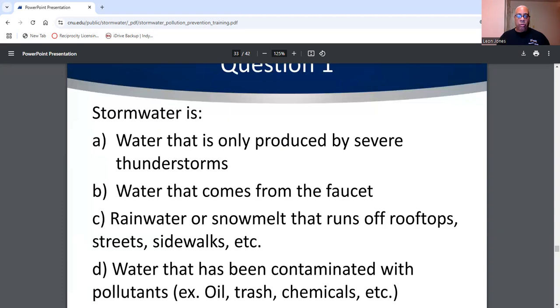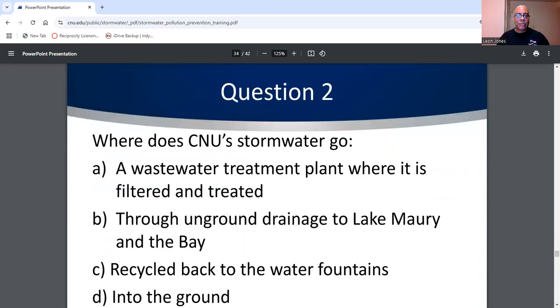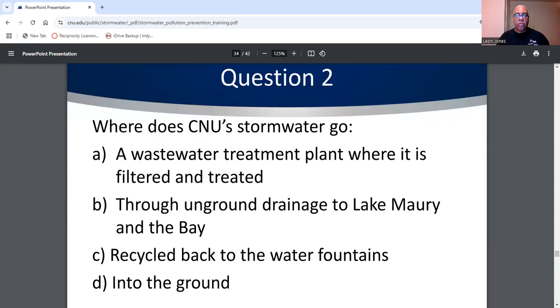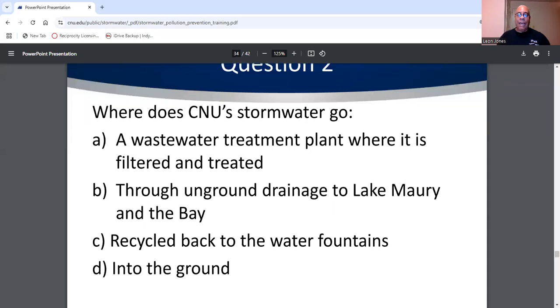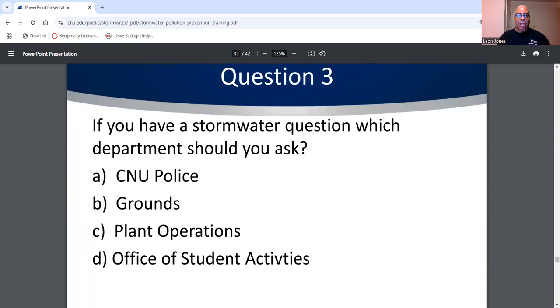Let's go with the quiz. Stormwater. What is stormwater? It's basically rainwater or snow melt that runs off rooftops, streets, and sidewalks. Where does stormwater go? If you've been watching this presentation, it goes through underground drainage to Lake Maury and the bay. If you have a stormwater question, which department should you ask? Always go to the grounds department.